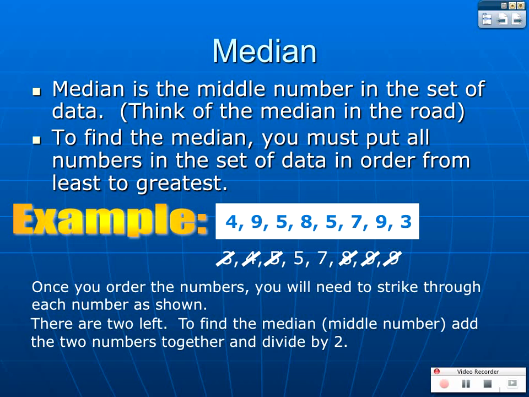Add the 2 numbers together and divide by 2. Okay, so you add the 2 numbers together and then you divide by 2. In this case, the 2 numbers left over are 5 and 7. So I take 5 plus 7. What does it mean when there's a line under the number? Divide it. So 5 plus 7 divided by 2. What's 5 plus 7? 12. 12 divided by 2 is 6. So in this case, my median is 6.